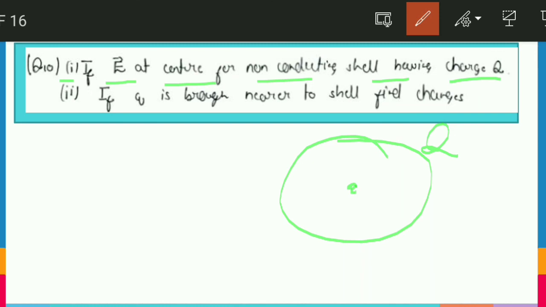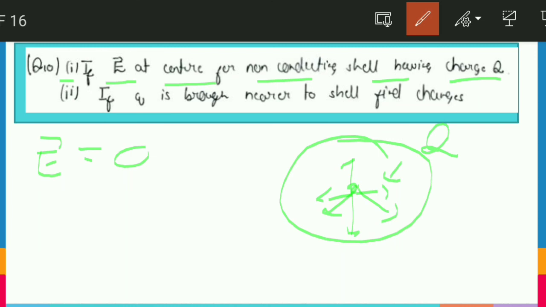can you find what will be the electric field? It will be how much? Zero, by symmetry, because some electric field will be here, here, here, means in all directions due to all the charges. So net electric field will be zero. I think this thing is clear.